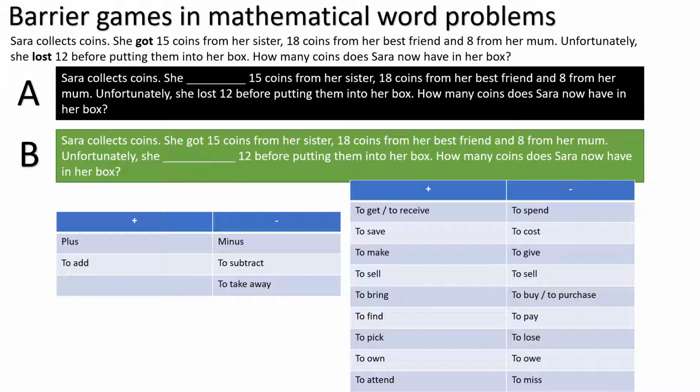Nonetheless, we can teach how mathematical operations can be expressed not only through vocabulary items typically associated with the subject of maths, but by regular words that are used to express the same meaning. These can easily become the focus of our barrier games in maths.